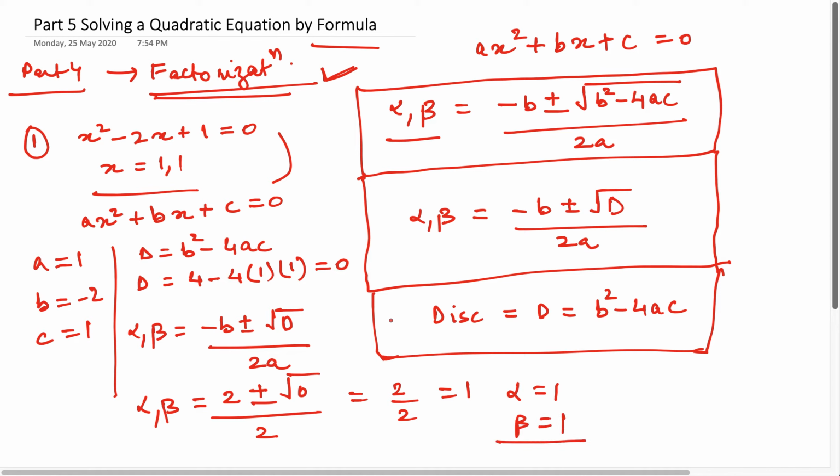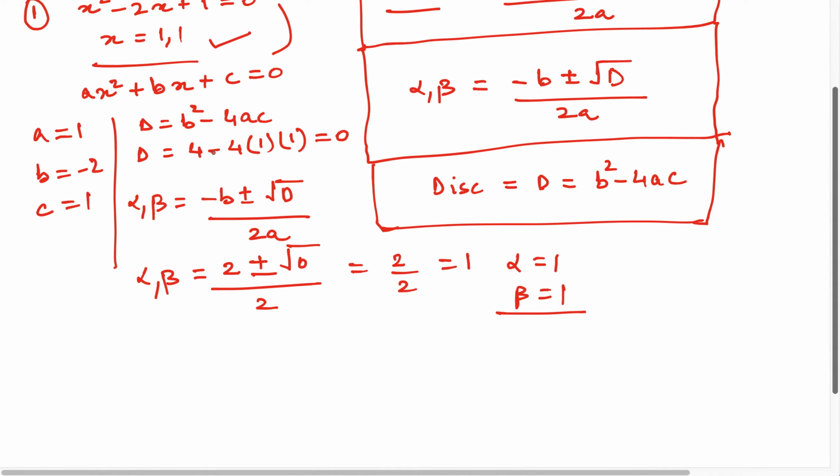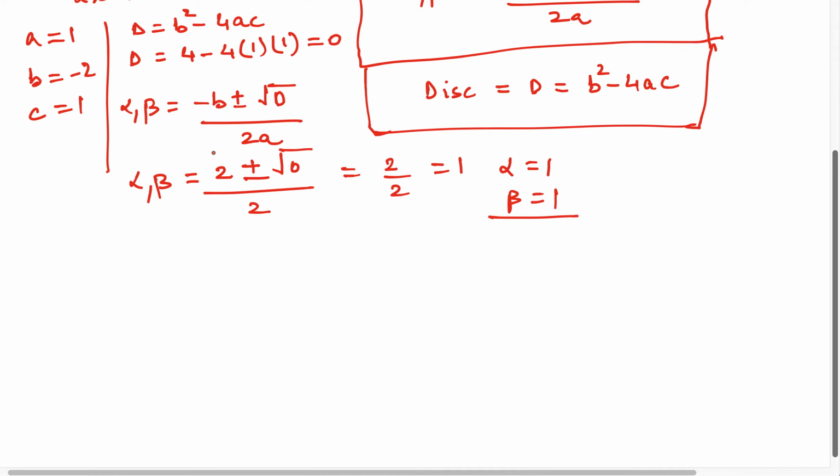Okay, this is exactly what we found. Alpha and beta equal to 1 and 1 is exactly what we found when we did the same question via factorization. Now let's take another example over here. Let's take something that is slightly more complicated.